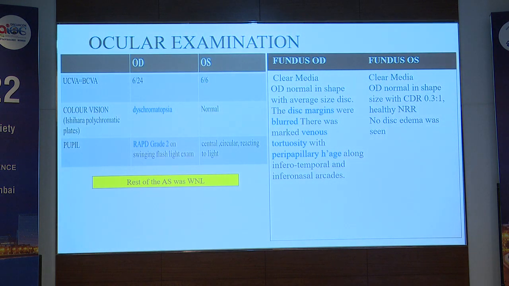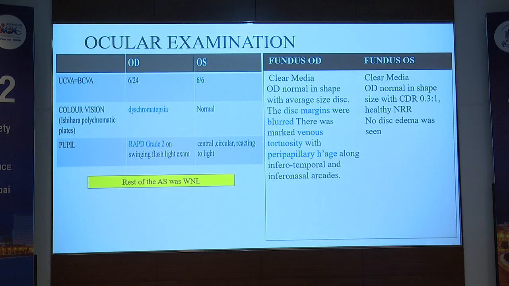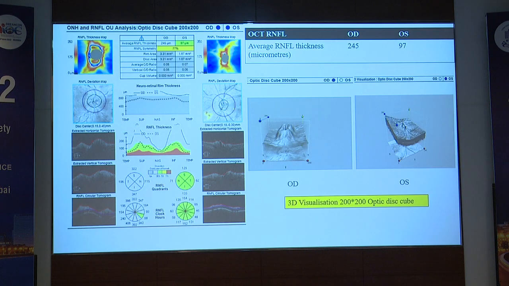On the fundus examination, there was marked disc edema, and the disc margins were blurred with disc elevation. There was also venous tortuosity and peripapillary hemorrhages seen along the inferior temporal and inferior nasal arcades in the right eye, while the left eye fundus was normal. This is the OCT: RNFL thickness was 245 micrometers in the right eye, in contrast to 97 micrometers in the left eye. This is the 3D evaluation, which is showing marked disc elevation.